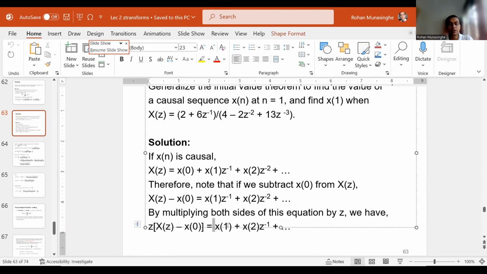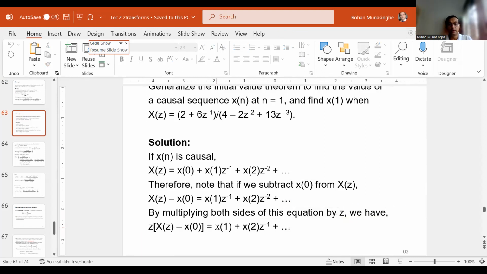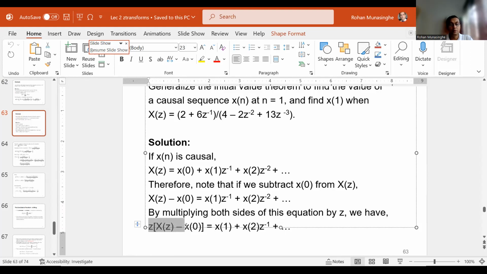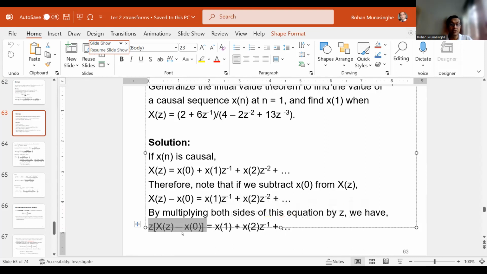What you see on the right-hand side is something you have seen earlier. Can you see that? There is a term which is x1 without any z term attached to it. So now if you can eliminate all the terms with z, you will isolate x1 and you can calculate the value of x1. All you need to do is to take the limit of this term as z goes to infinity. Okay.